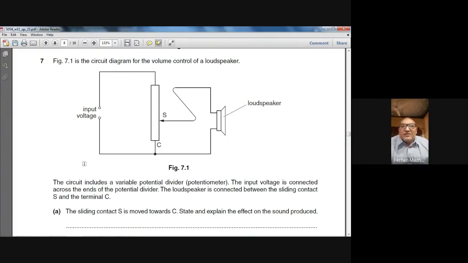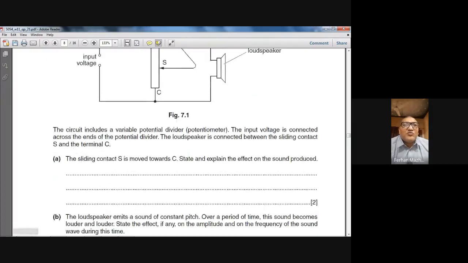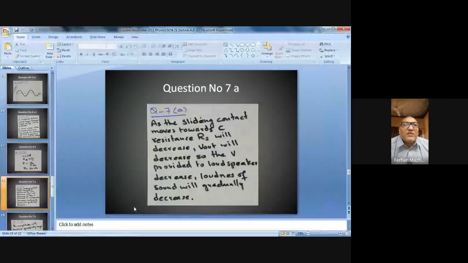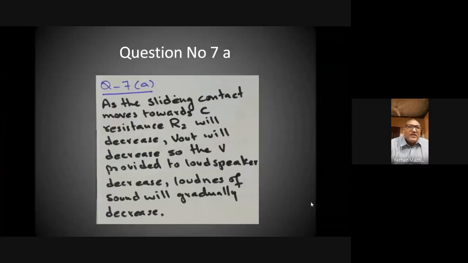This is question number 7A part. It's a 2-mark question, and I have tried my best to explain what will happen. So let us read the answer which I wrote. As the sliding contact moves towards C, resistance R2 will decrease. V out will decrease, so the voltage provided to the loudspeaker decreases. So the loudness of the sound will gradually decrease.